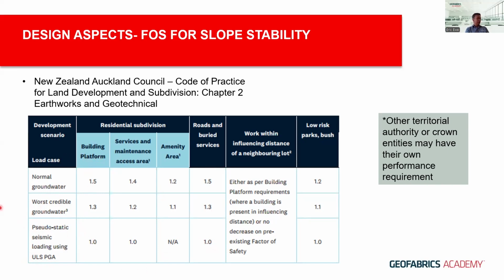application. Obviously, with a building platform, you have a building sitting on the top, the factor of safety becomes very important, 1.5, the structure, sorry. Service and maintenance access area, slightly less, 1.4 in this case, and amenity area, 1.2, etc. Okay. So all I'm saying is it's not a fixed number and it affects cost considerably.